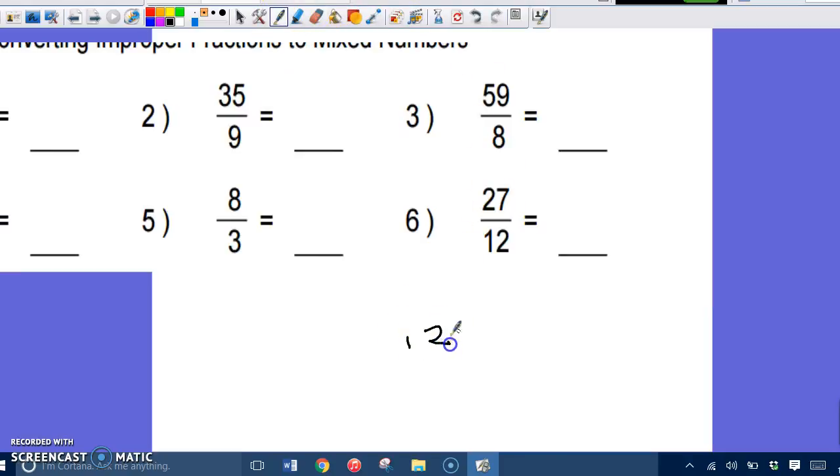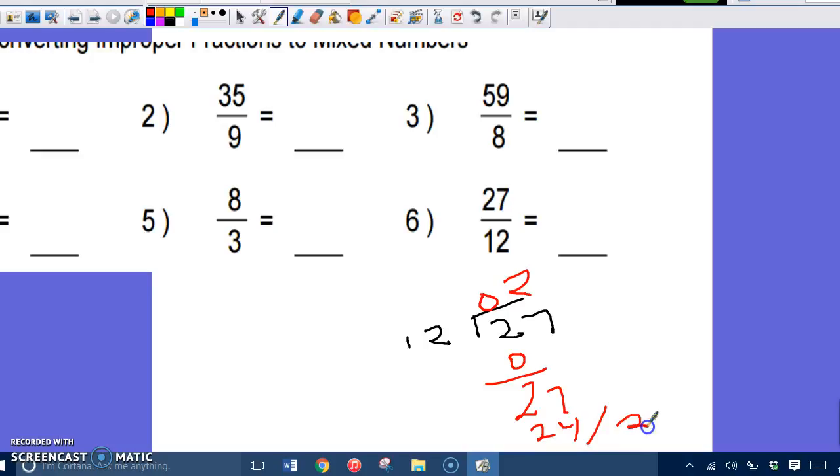I have 12 over 27. Let me do my 0 part first. Here, 12 will not go into 2. Will go into 27. 12 will go into 27 2 times. 2 times 12 is 24, giving me 2 left over. Oh my goodness, I think we found one that will reduce. Why? Because 2 and 2 12ths. That reduces. This fraction is not in lowest form.